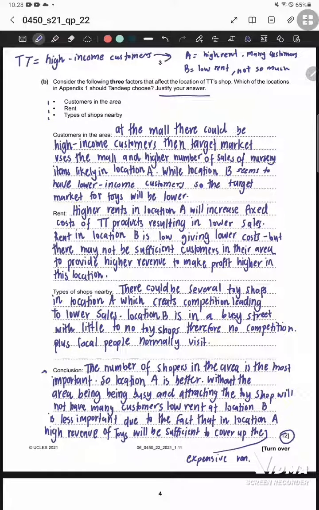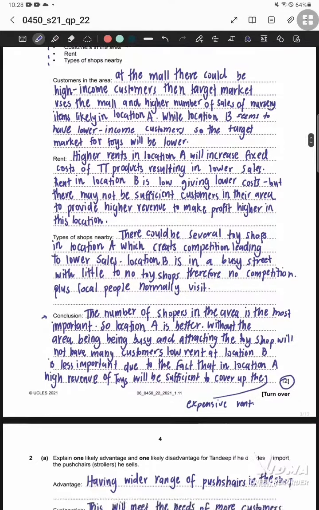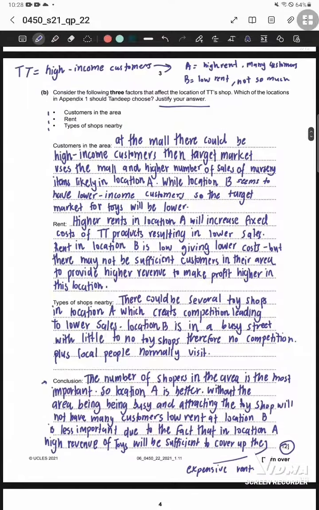All right, so customers in the area. Now we have to analyze the customers in each area. We'll start with location A. At the mall, which is location A, there could be high income customers, which is what TT is targeting. Then the target market uses the mall, and a higher number of sales of nursery items is likely in location A. While location B seems to have lower income customers, so the target market for the toys will be lower. Now that makes sense.